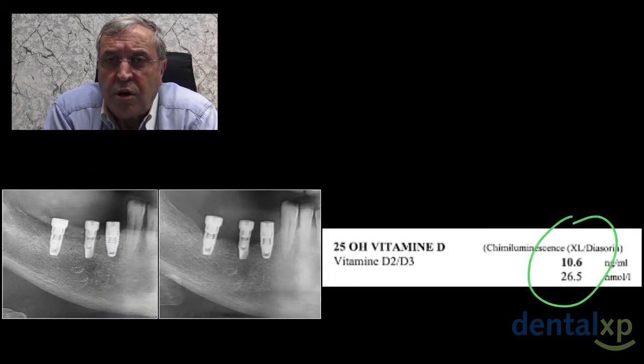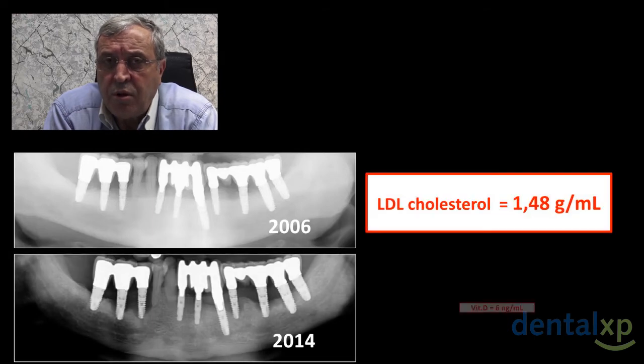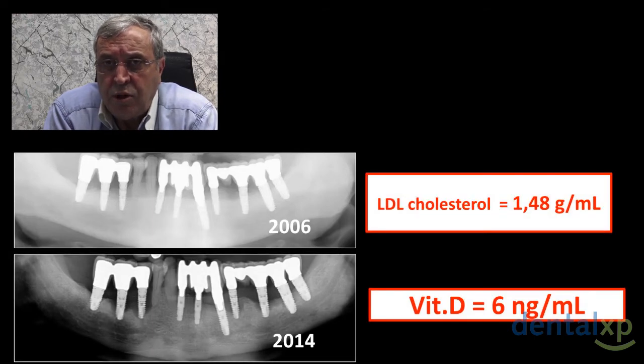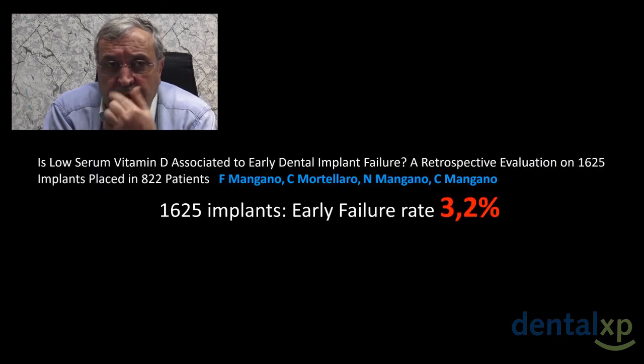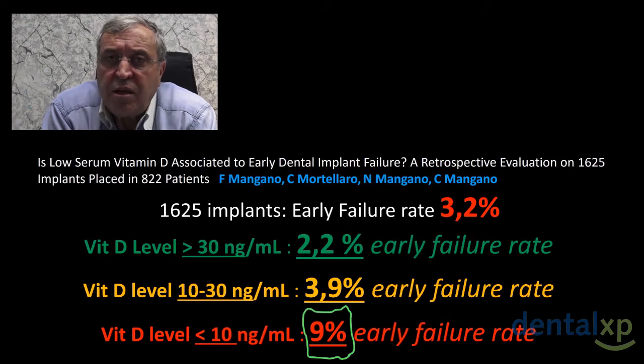And when you meet a resorption, it's not a surprise to see that the vitamin D is very low. When you meet a lot of resorption, look at the biology. It's not a surprise, because the patient cannot maintain the blood supply. This recent paper showed that when the vitamin D decreases, the early failure rate increases.